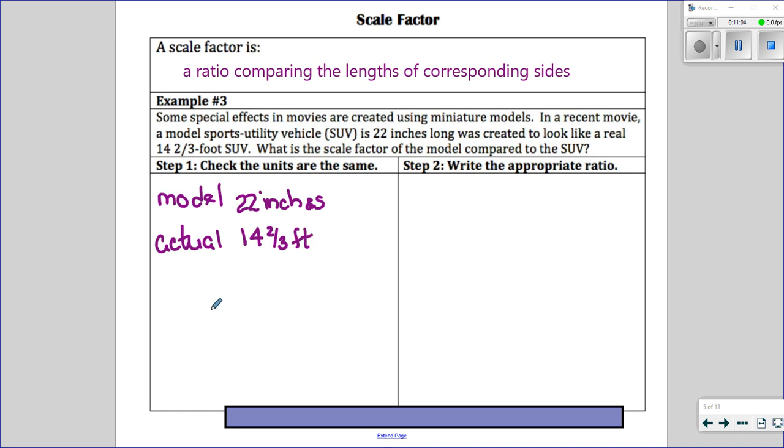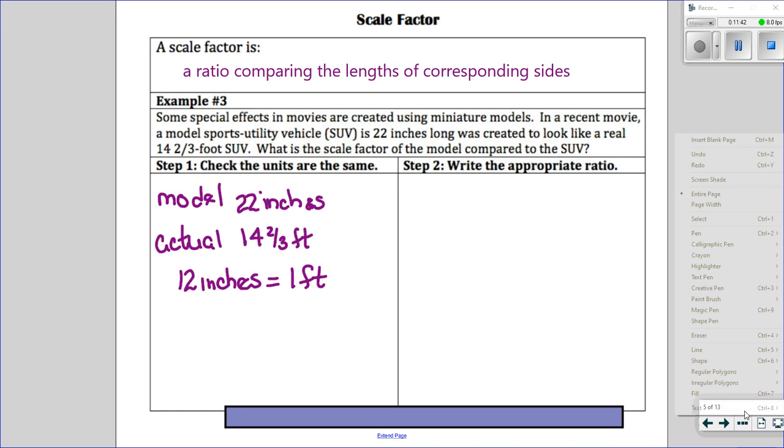So now we need to see what's the scale factor from the model to the actual, or actual to the model. But notice that there's something going on. The model is 22 inches, and the actual is labeled in feet. We need to convert, so we have to figure out the relationship between inches and feet. We know that there are 12 inches in a foot.